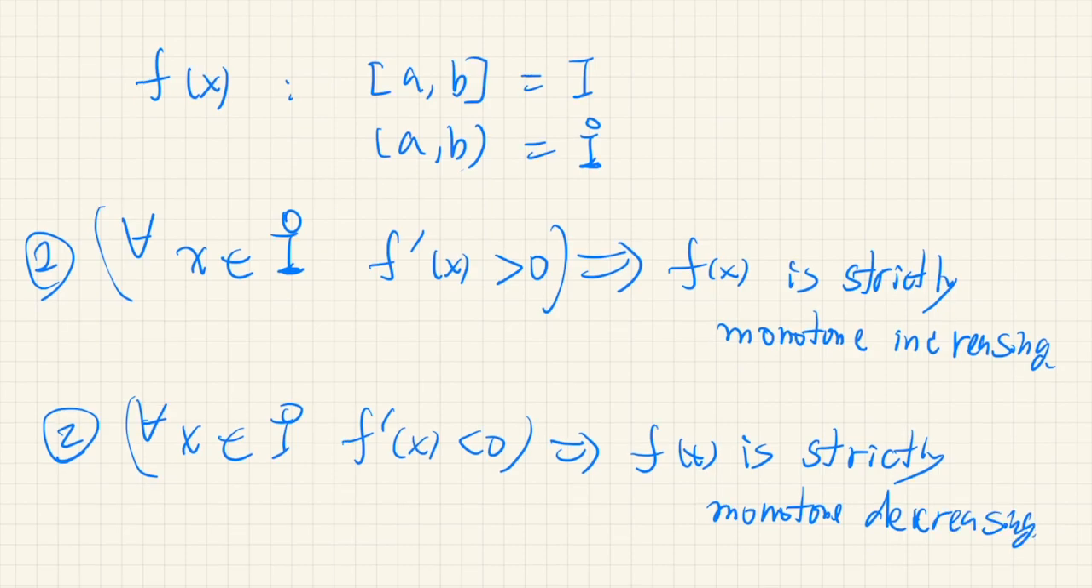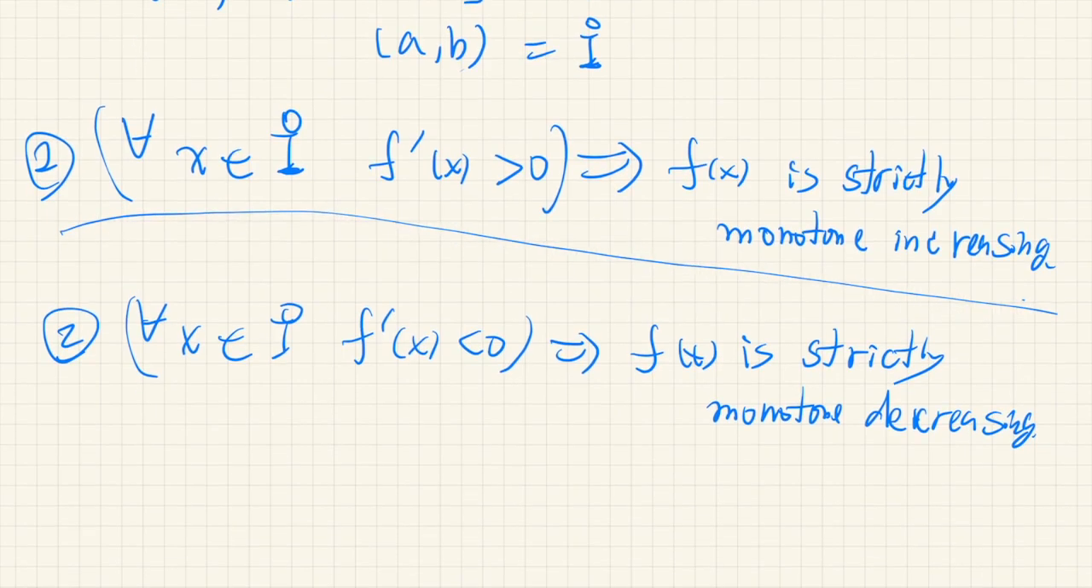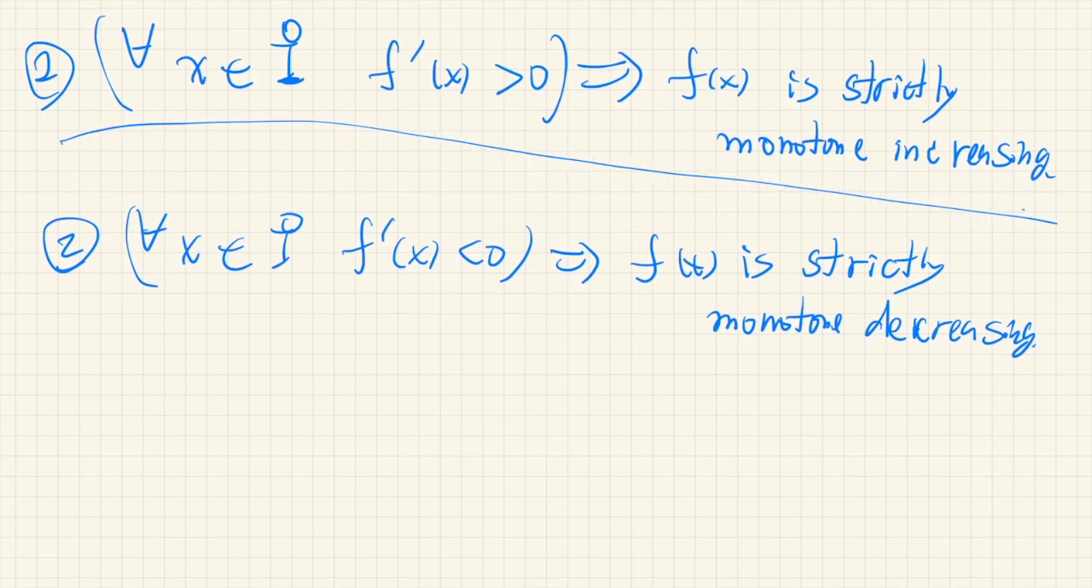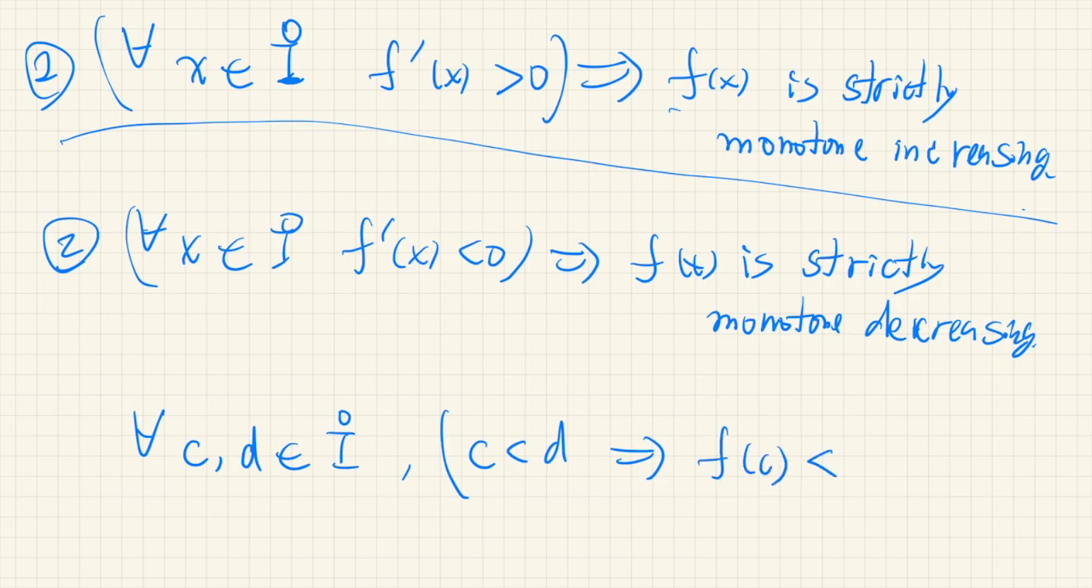Okay. We will prove only part 1 for strictly monotone increasing function, but the second one is very similar, so you should try that yourself. In order to prove that a function is monotone increasing, it suffices to show the following: for all c and d in the open interval, c less than d implies f of c less than f of d. If this holds for any c and d, then this is the definition of a monotone increasing function. So let's do that.